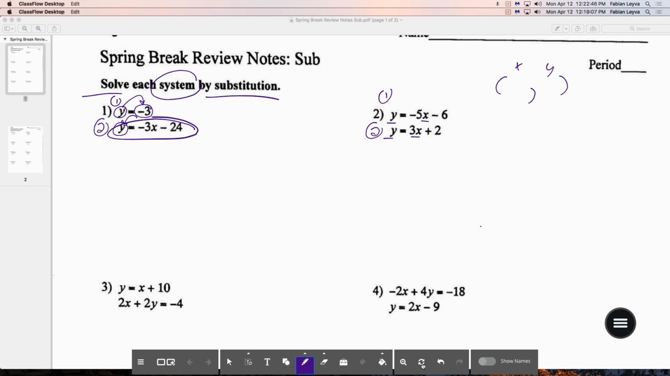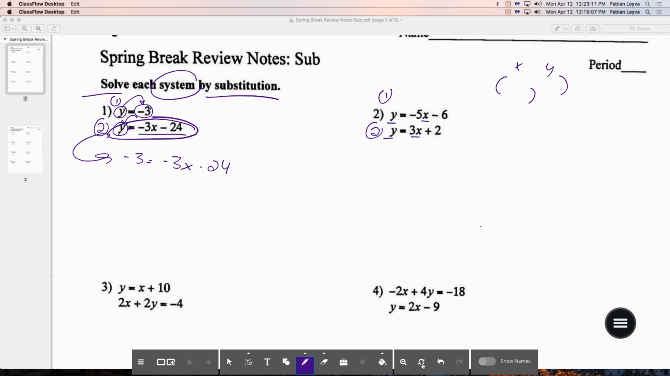Now, what do I do? How do I do that? I take my second equation, and I rewrite it, but instead of rewriting a y, I'm going to substitute it for what I said I could substitute, which is a negative 3. So y, which is now a negative 3, is going to be equal to a negative 3x minus 24. Okay? If you could do that, that's probably 50% of the problem. The other 50% is just solving the equation that's remaining.